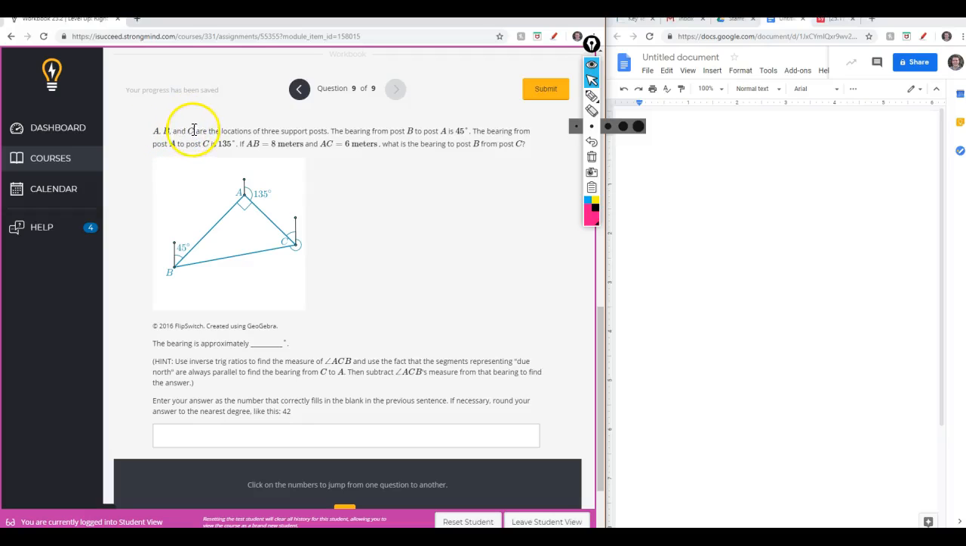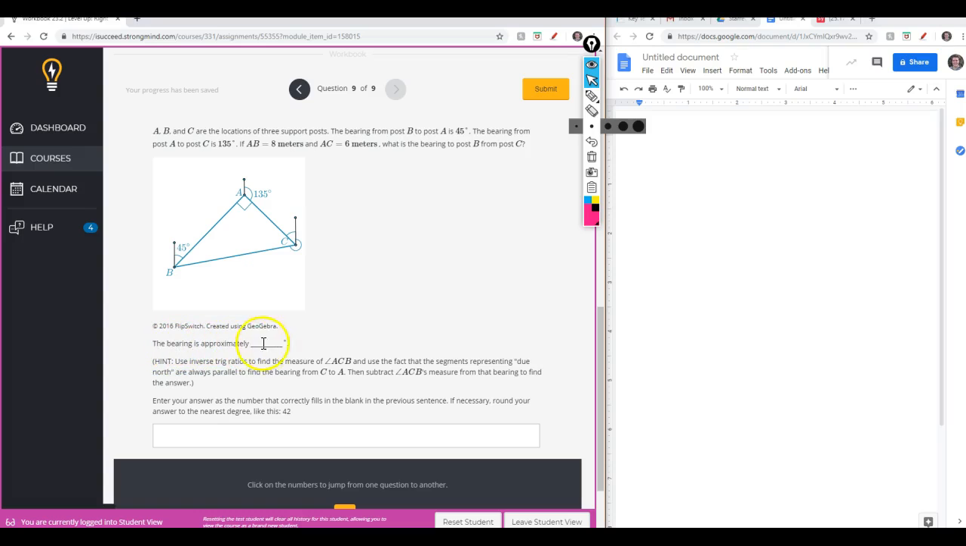Alright, A, B, and C are the locations of 3 support posts. The bearing from post B to post A is 45 degrees. The bearing from post A to post C is 135 degrees. If the distance of AB equals 8 meters and the distance of AC equals 6 meters, what is the bearing to post B from post C?